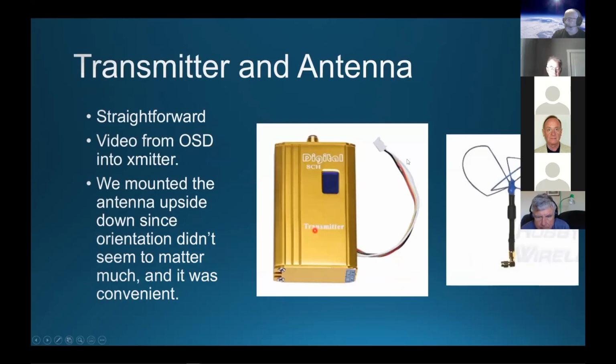So again, the antenna and transmitter were pretty straightforward. This is just a standard 1.2 gigahertz transmitter you can buy on Amazon or whatever. And the video, we feed the video coming out of the on-screen display module into the video in, and there's the SMA connector, and just out to the antenna. And again, we mounted this upside down, and I'll show you an illustration of that in a moment.